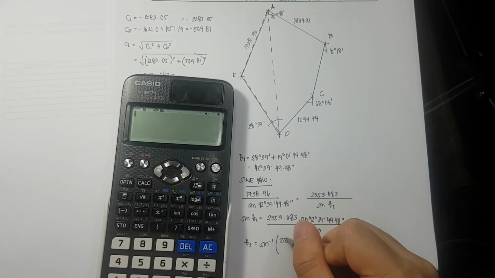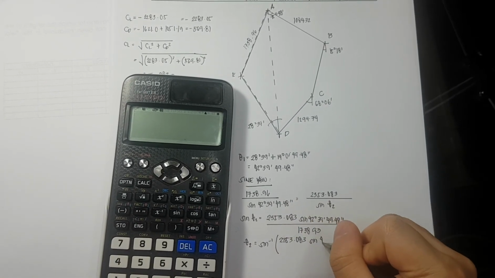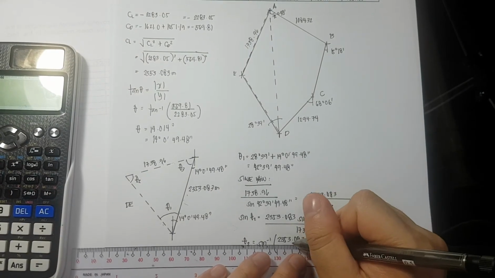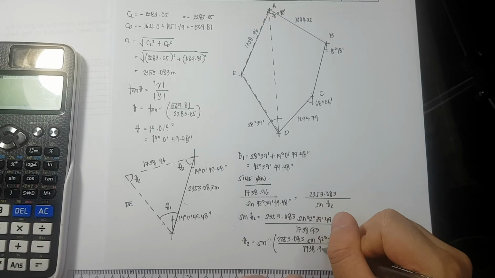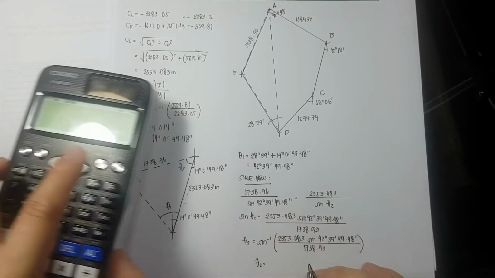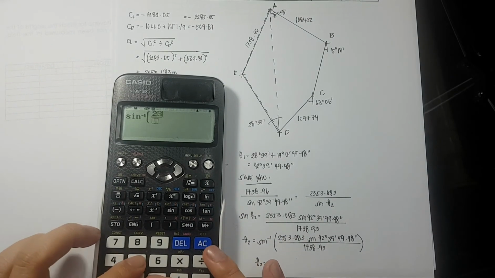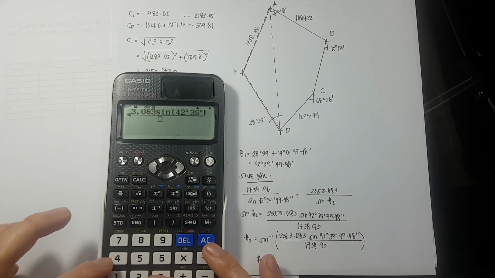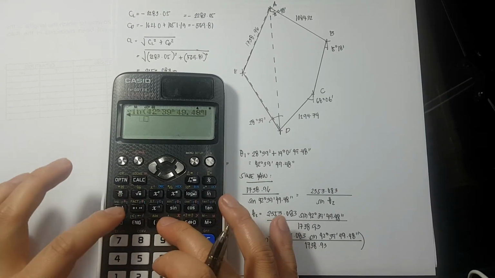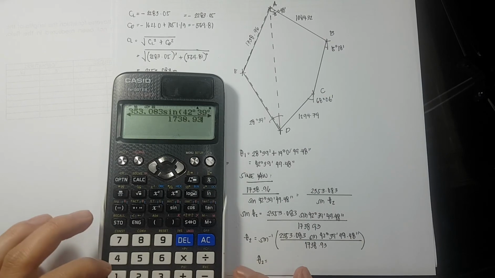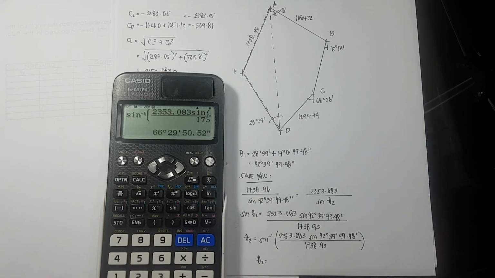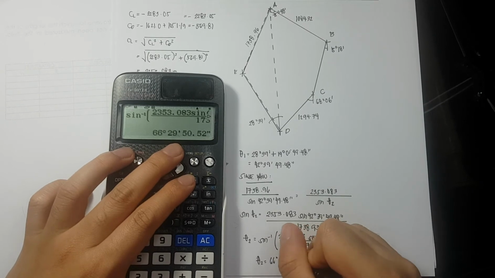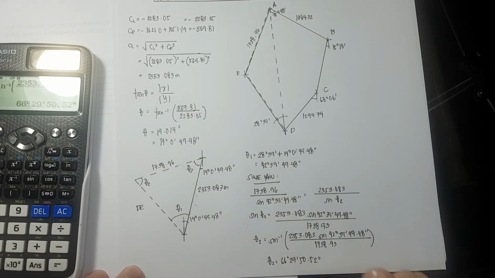So theta 2 is equivalent to sine inverse of 2353.083 sine 42 degrees 39 minutes 49.48 seconds divided by 1738.93, and that is equivalent to 66 degrees 29 minutes 50.52 seconds. So that is theta 2.